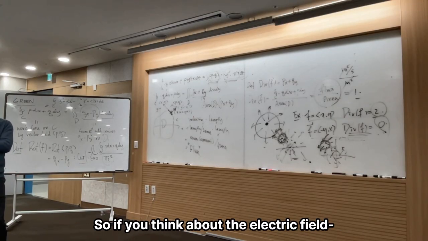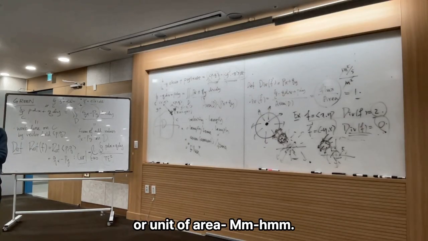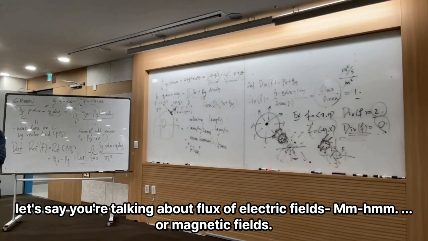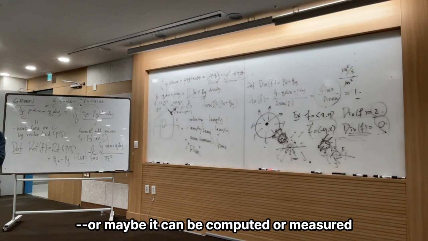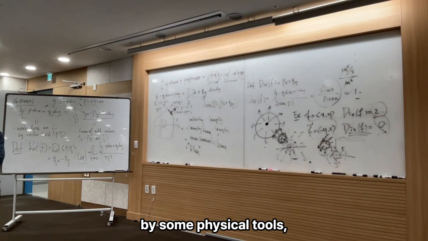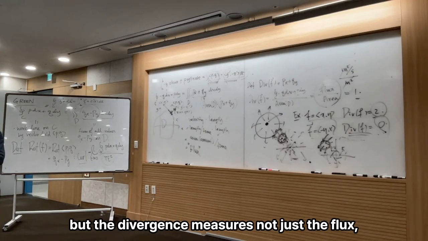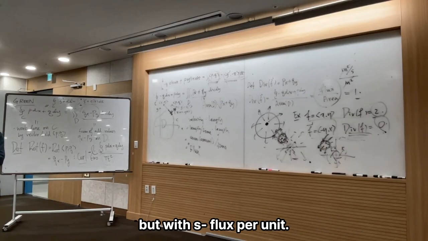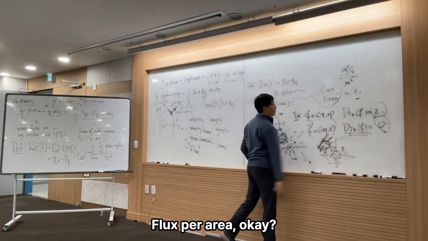If you think about the electric field, water can be measured by a unit of length or unit of area. But say you're talking about flux of electric fields or magnetic fields. What is the meaning of the flux? Maybe it can be measured by some physical tools, but it has a unit that is not the unit of length or area, right? The flux has a unit, but the divergence measures not just the flux, but flux per unit area.